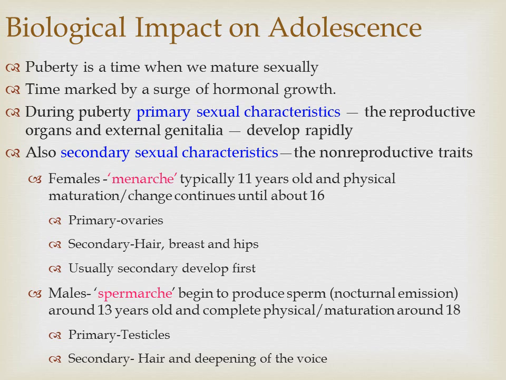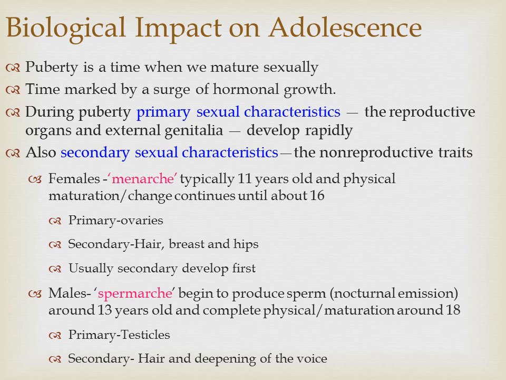Your primary sexual organs are your ovaries, okay, and then secondary sexual characteristics that develop are your hair, your breasts, and your hips. Usually your secondary begins to develop first, so a girl at the age of 10 might begin to develop buds, her breast buds, and hair might be coming in underneath her armpits, okay, and then she actually has her first period.